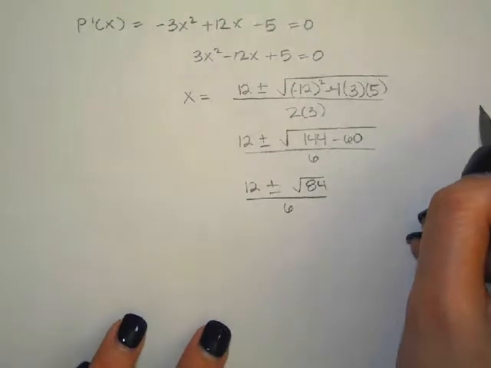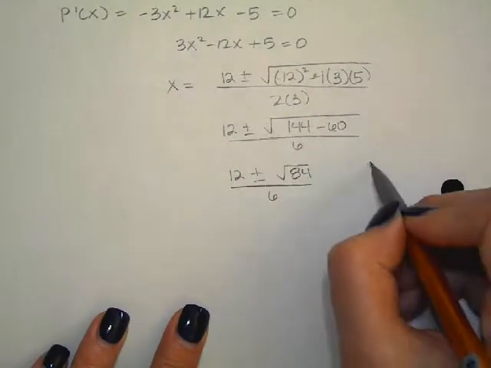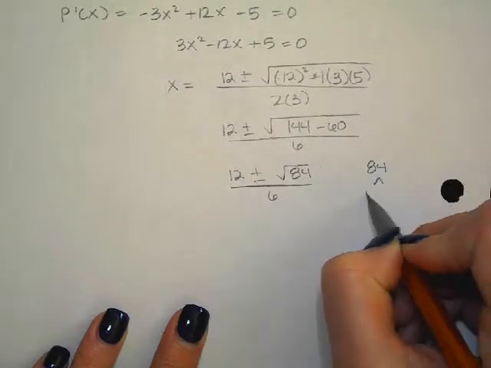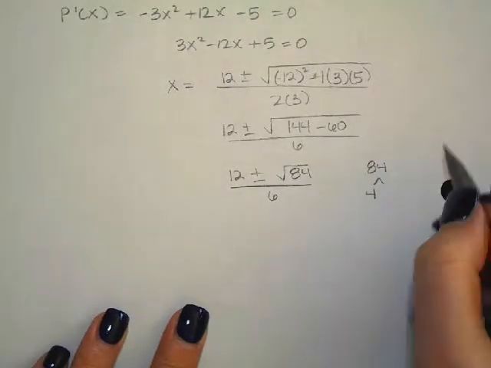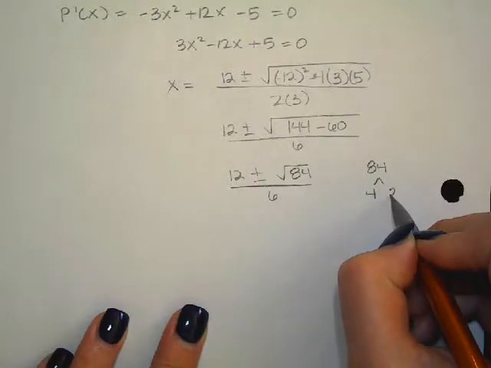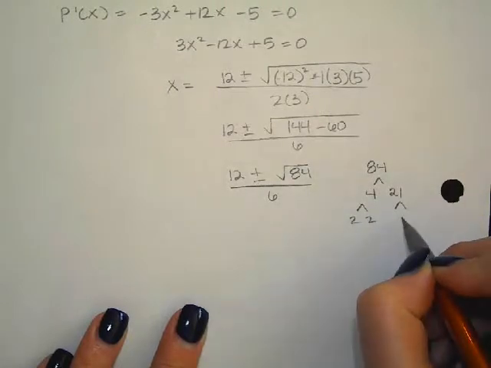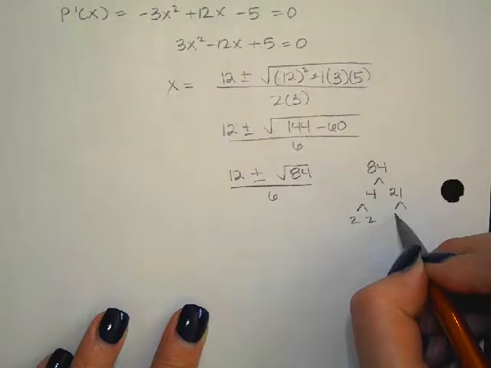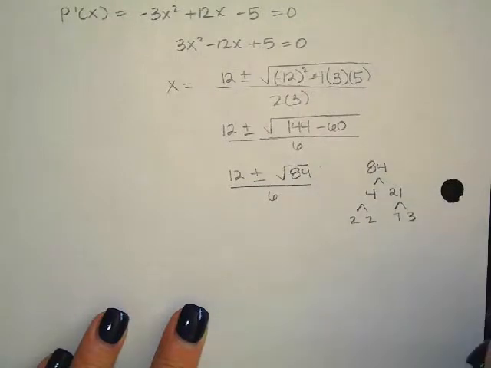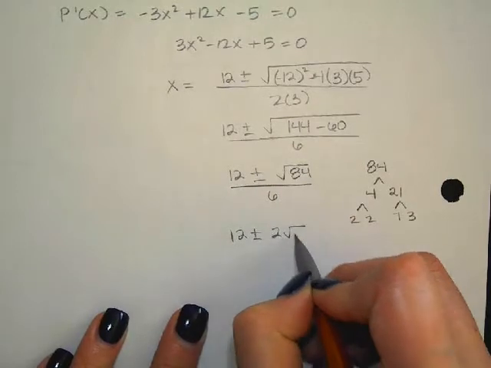Do we know how to simplify that? You could start seeing what you can take out of that. You can definitely take a 4 out. 4 times 21. Minus 3, but there's no. So 2 plus minus 2 square root 21.